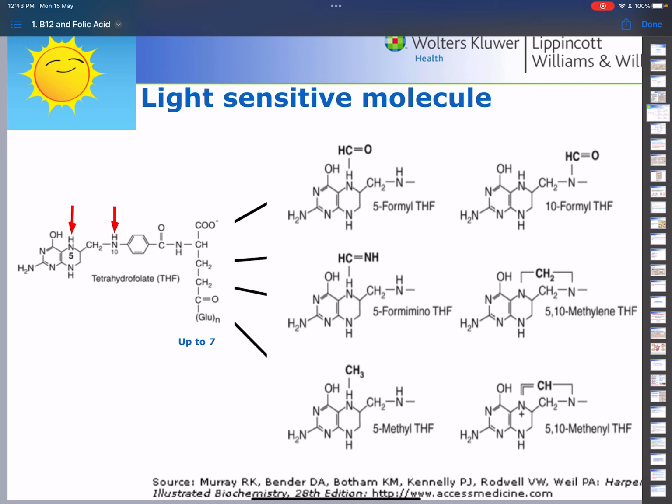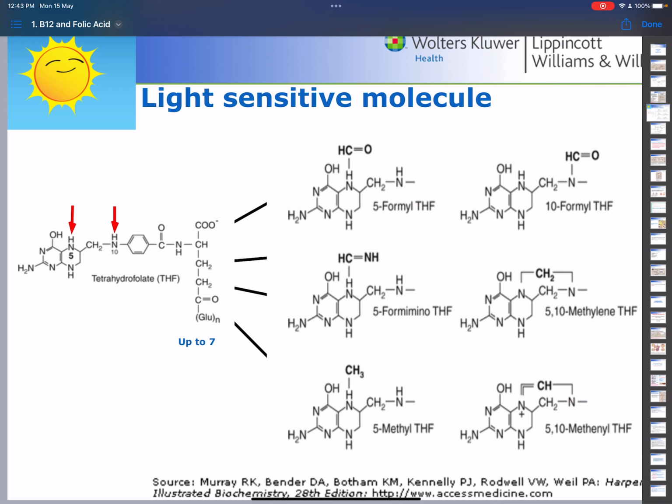Just to know that you have different metabolites, could be for example 5-formyl, it means that you have a formyl group on the carbon number 5 or group number 5 if you would. 10-formyl tetrahydrofolate, so you have different functional groups in order to generate different structures. As you can see, you have here CH, CH3, CH2, CH and so on. So all of the time you have carbon.